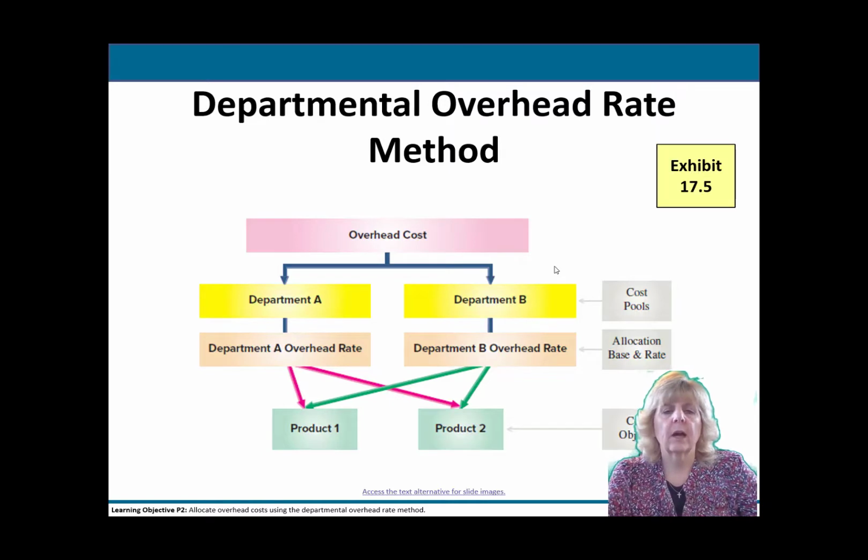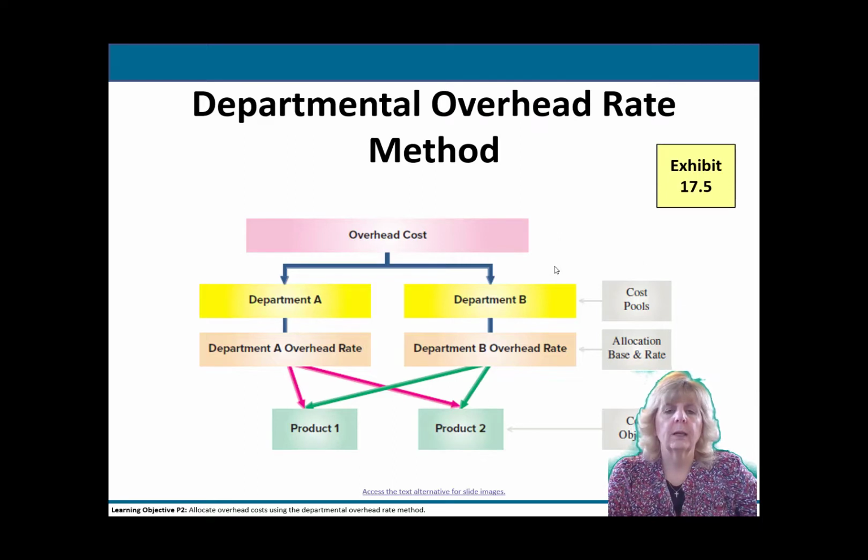So instead of having one cost pool called factory overhead, in this example, you'll see that a product goes through two departments, Department A and Department B. The beauty of this method is that each department gets to choose their own overhead rate. In this case, you'll notice a 3-step process. It's important because there's so much data in this chapter that you get yourself into a rhythm of doing something the same way each and every time.